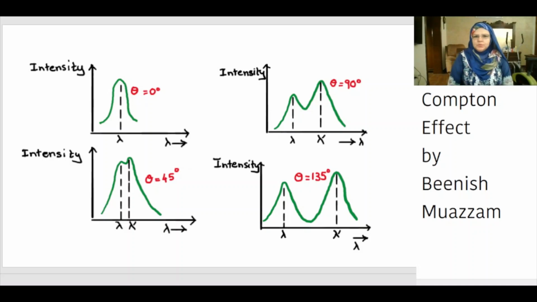These are typical results, where the x-axis is the wavelength of the scattered X-rays and the y-axis is the intensity of scattered X-rays measured at different scattering angles. For all scattering angles except theta equal to 0, we measure two intensity peaks. One peak is located at wavelength lambda, which is the wavelength of the incident beam.